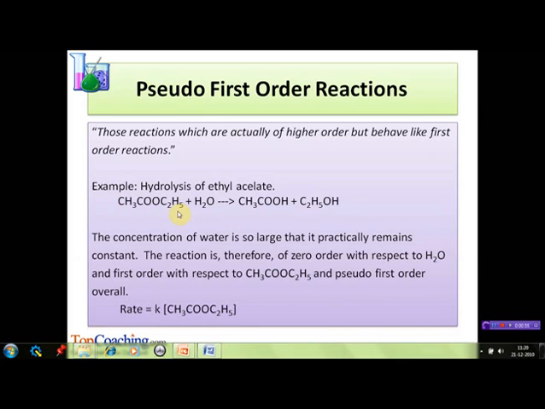So, if we look at the order of the reaction, it is 0 with respect to water, as its concentration remains practically constant, and 1 with respect to ethyl acetate. And so the overall order of reaction will also be 1 plus 0, that is 1. Therefore, it's a pseudo first order reaction. As we can see in its rate expression, the rate depends only on the concentration of ethyl acetate and not of water.